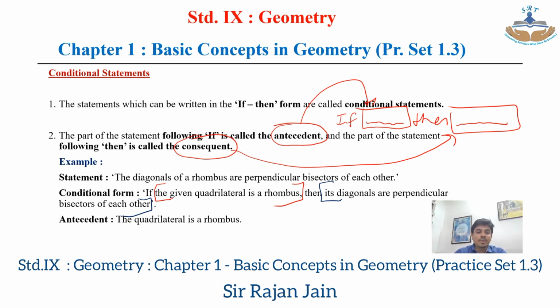Its diagonals are perpendicular bisectors of each other. Now, its diagonals — what will it become here? The diagonals are perpendicular bisectors of each other. That is the part after then. So that is called the consequent. I hope this much part is clear with you.